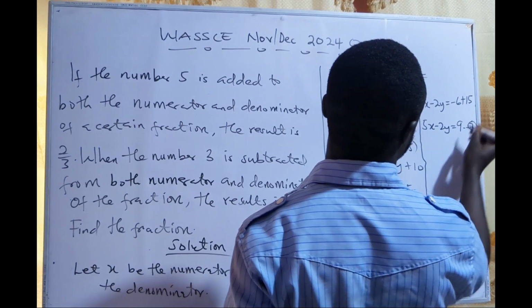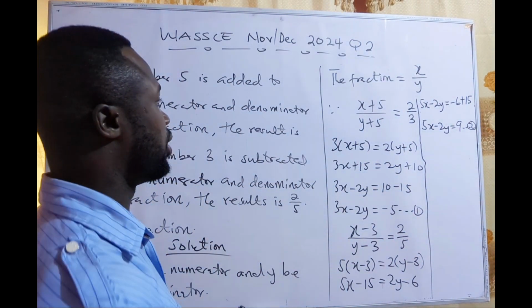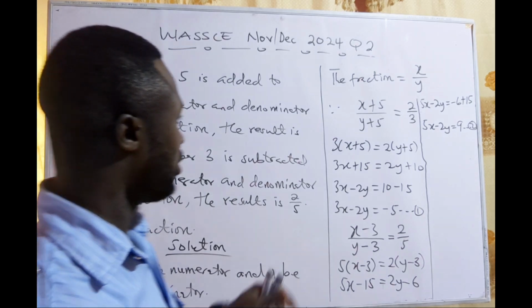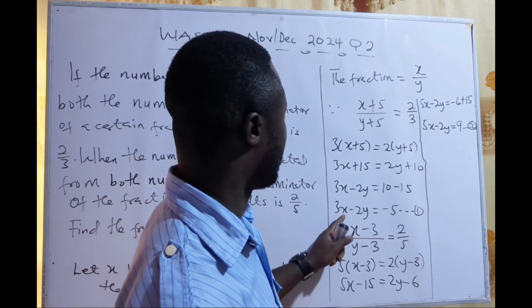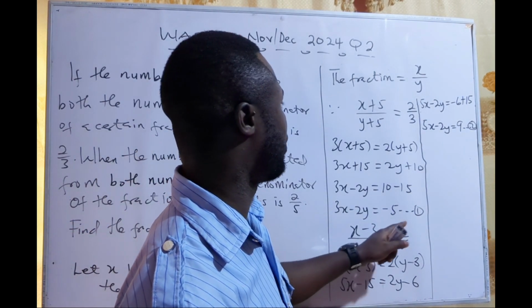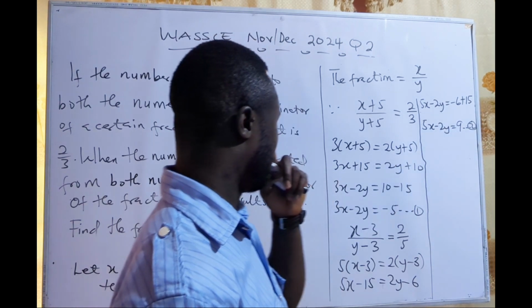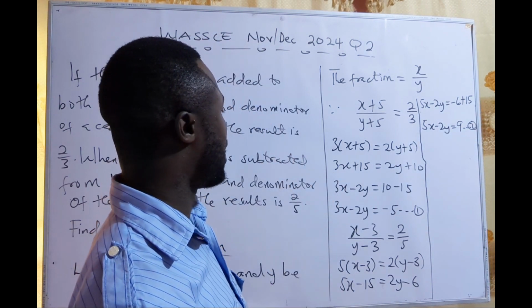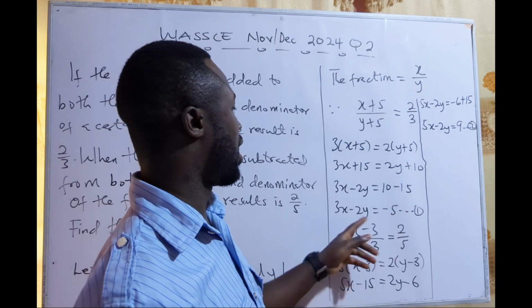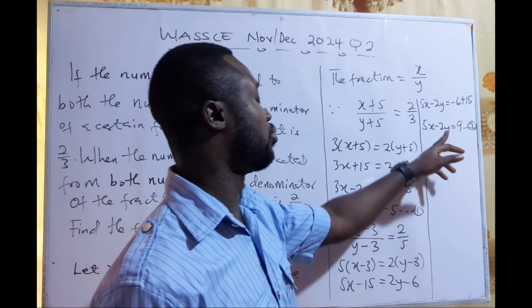So we can call this one equation 2. So our equation 1 is 3x minus 2y equal to negative 5. Equation 2 is 5x minus 2y equal to 9. So when you check, you can see that the coefficient of y in equation 1 and equation 2 are the same.